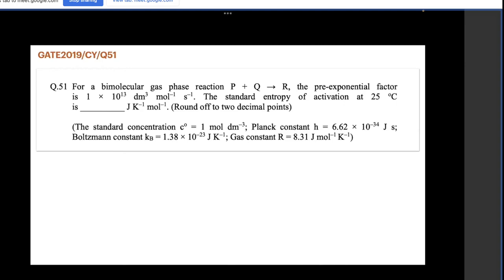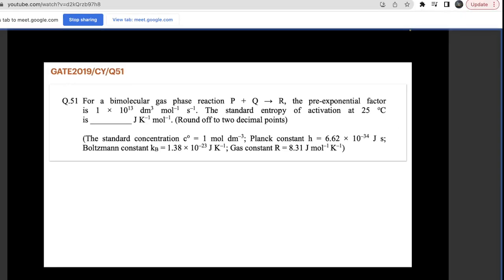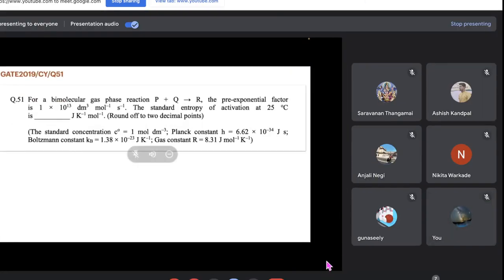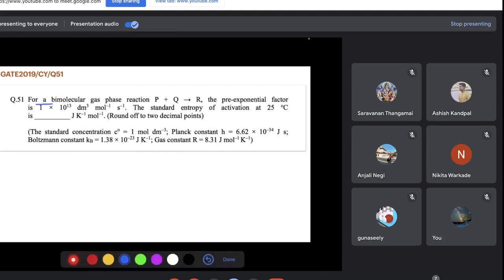Hello everyone. In this video, I will be solving the 2019 chemistry question number 51. This question states that for a bimolecular gas phase reaction, the pre-exponential factor is given, and we have to find the standard entropy of activation at 25 degrees Celsius, and other constant values are also given in the question itself.